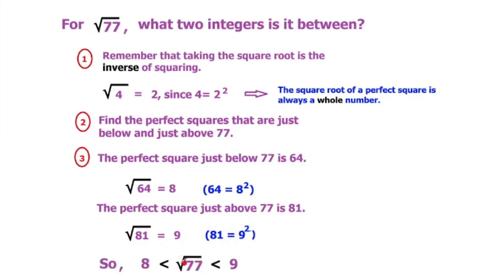So we know that the square root of 77 is in between 8 and 9. Okay, so that's how you write this notation. 8 is less than the square root of 77, and in turn, the square root of 77 is less than 9. And that's it. That's how you do that problem.